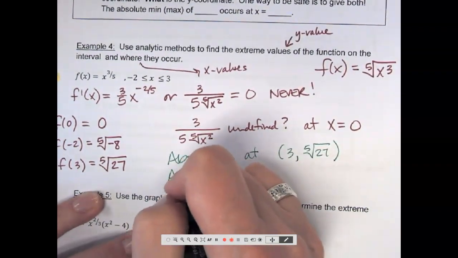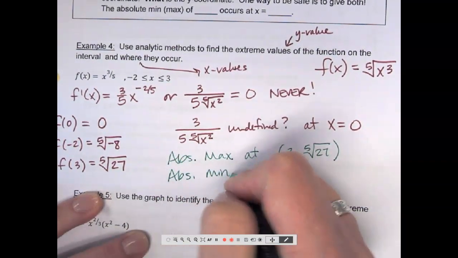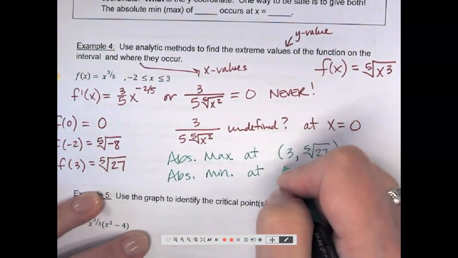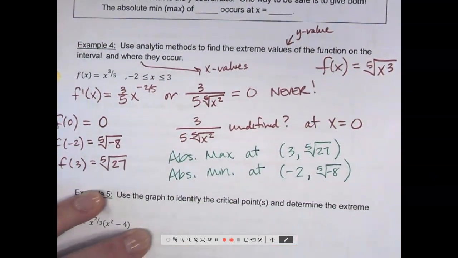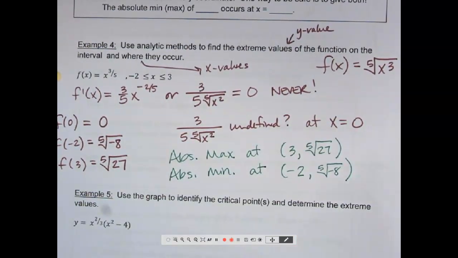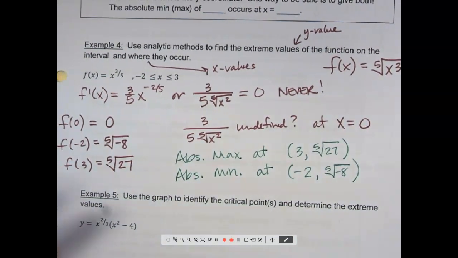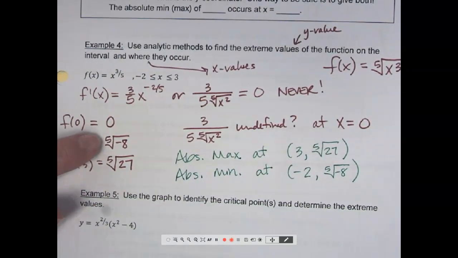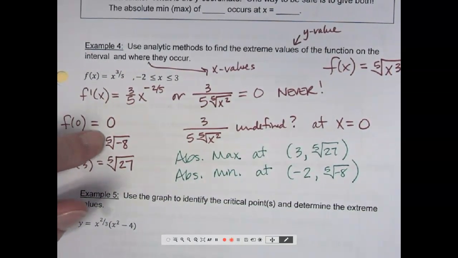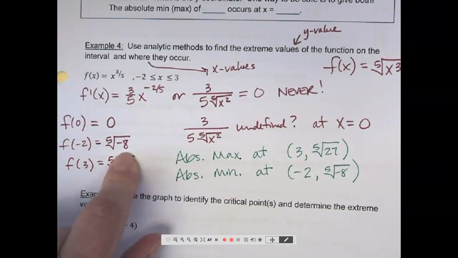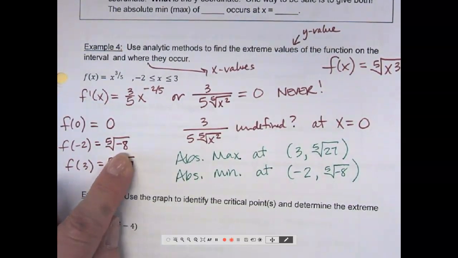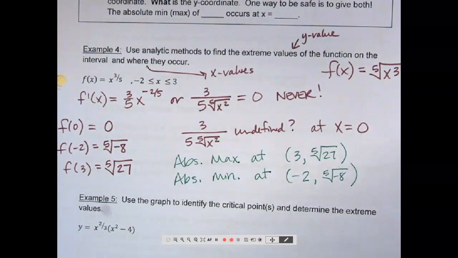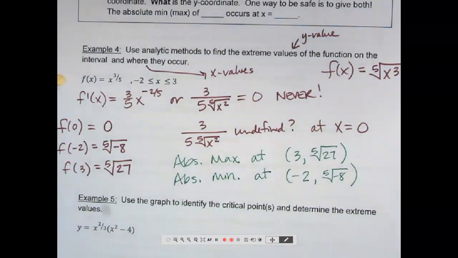And my absolute min is at -2, 5th root -8. What were you saying earlier? If it was like an even, like 3 to the -8? Okay, I was saying that if the root is an even number, then we can't have a negative under there. It's an imaginary. But if the root is odd, cube root, 5th root, 7th root, it's okay to have negatives under there. Because if you multiply a negative an odd number of times, that is a negative.